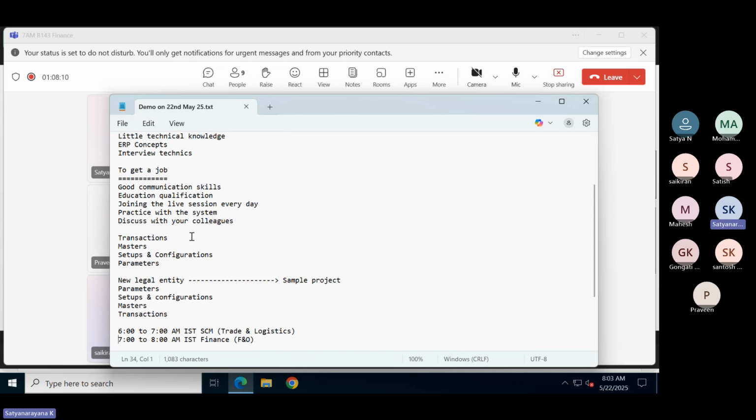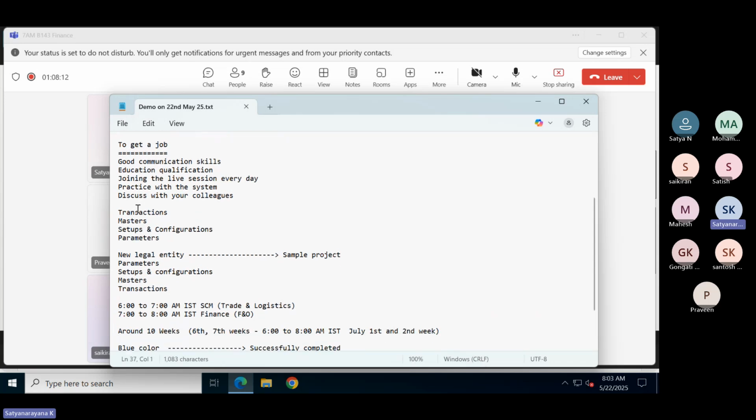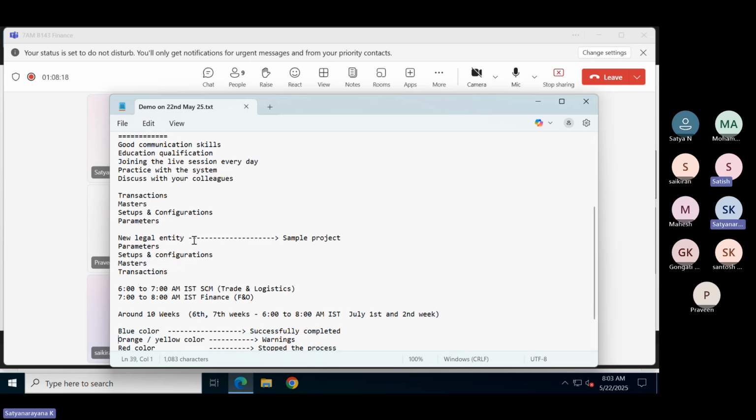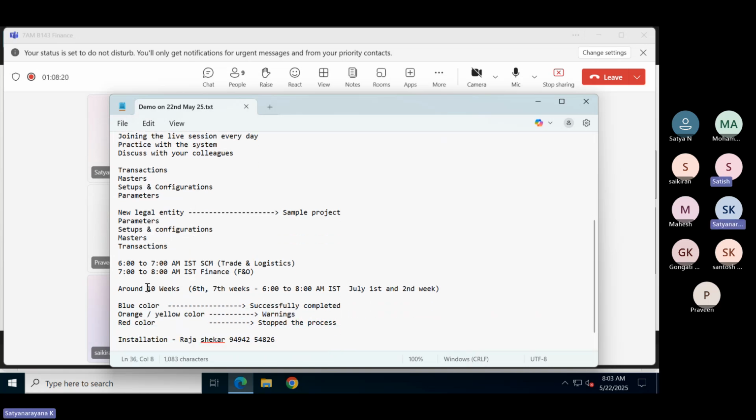Then I will teach you the way I'm teaching: transactions, master setups, configuration, parameters. I'll teach you all these things. The session will be 10 weeks, in the morning, supposed to be 7 o'clock India time. I'm not in India, so that's why I'm asking. No problem, the same time whatever you have joined, 7 to 8 Indian time.